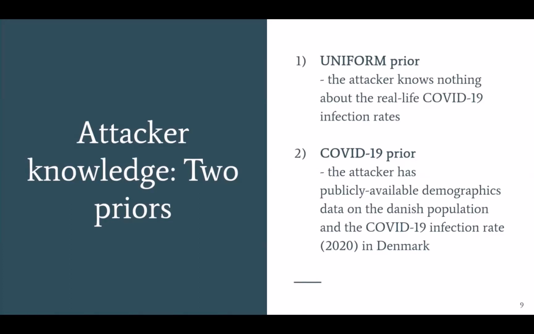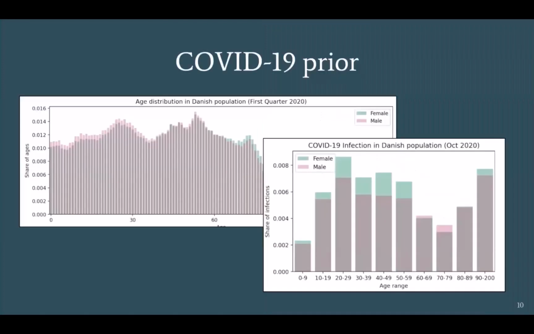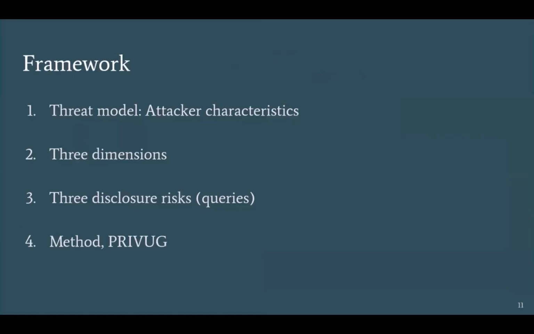The attacker knows the distribution of age and sex for the Danish citizens. And here you see the distribution for the COVID prior. This is real-life age distribution in Denmark and the COVID-19 distribution here on the right side. Now, a little bit about the framework. We have some attacker characteristics. Then we present 3 dimensions, 3 disclosure risks represented by queries, and I will briefly talk about the Privug method.